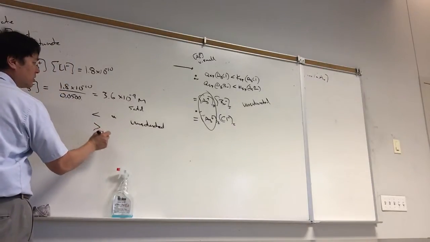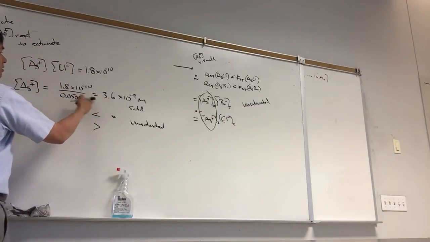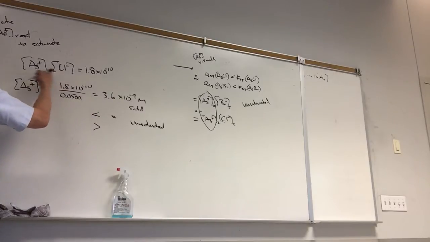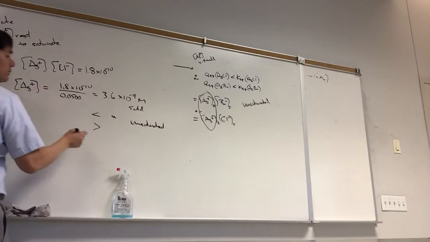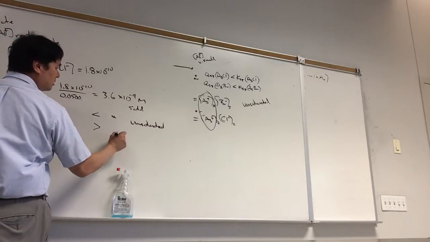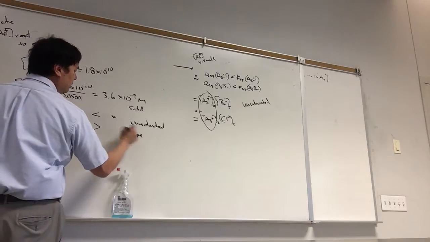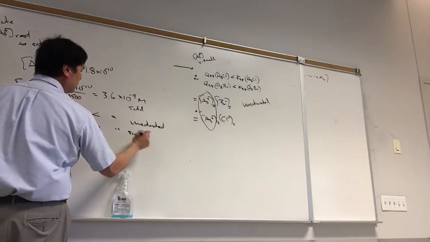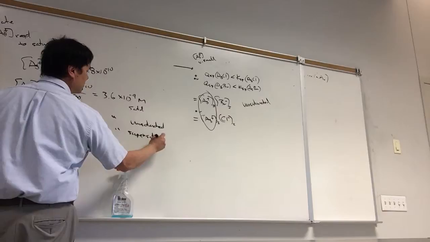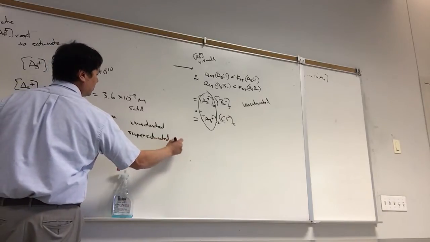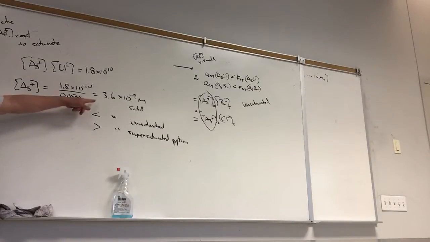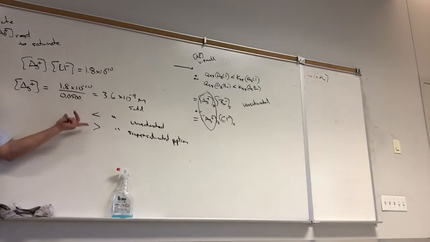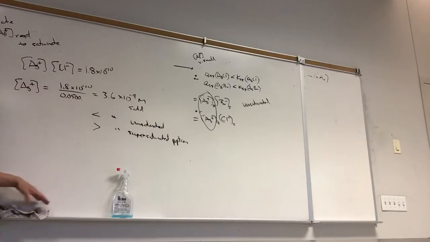If the silver ion concentration were greater than this, let's say I try to make it greater, then Q is going to be greater than K, right? Because the silver is going to be too big. If it's greater than this, we call it supersaturated, and that means precipitation will occur. So at concentrations greater than 3.6 times 10 to the minus 9 molar, silver chloride should precipitate from solution.